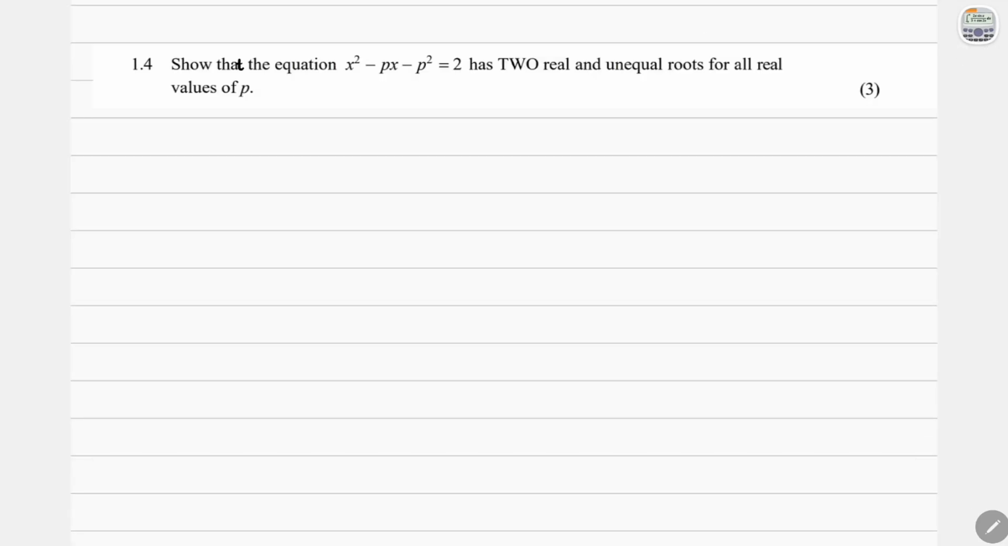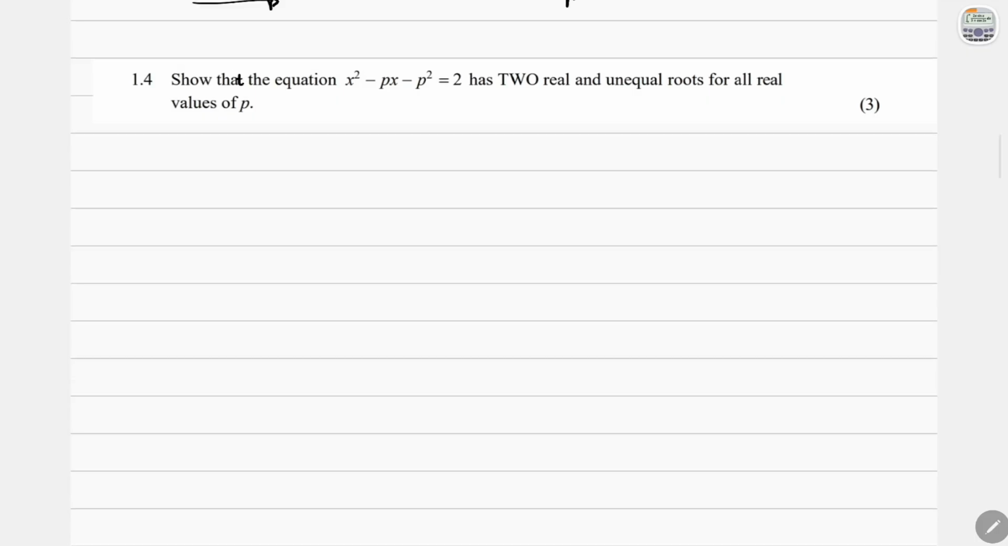Question 1.4 says, show that, okay, I was missing a t there, the equation x squared minus px minus p squared is equal to 2 has 2 real and unequal roots for all real values of p. Okay, so we need to show that this equation is going to have 2 real and unequal roots.